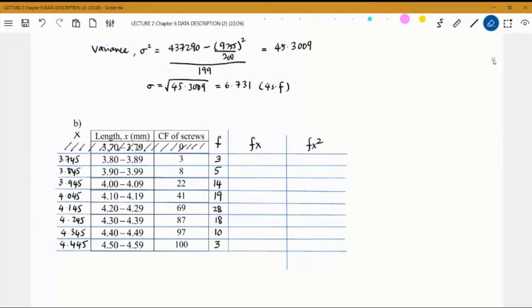Thank you. Apa yang tegur tadi? This one will be maybe 3.745, 3.845, 3.945, 4.045, 4.145, 4.245, 4.345, 4.445. Okay, alright, cari dulu fx dan fx square.